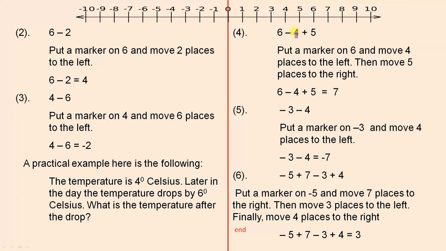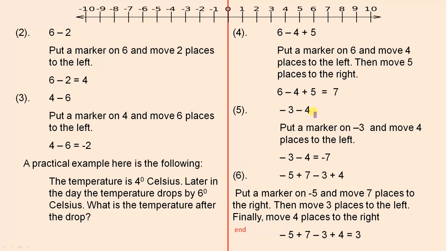Let's look at this one where we have 3 numbers. 6 minus 4 plus 5. Put a marker on 6, so there it is there. And move 4 places to the left because of that minus sign. So there's the marker on 6, so let's move 4 places to the left. 1, 2, 3, 4. So I'll leave the marker there. Then move 5 places to the right. So let's go 5 places to the right because of the plus 5. 1, 2, 3, 4, 5, and the answer is 7. So 6 minus 4 plus 5 equals 7.